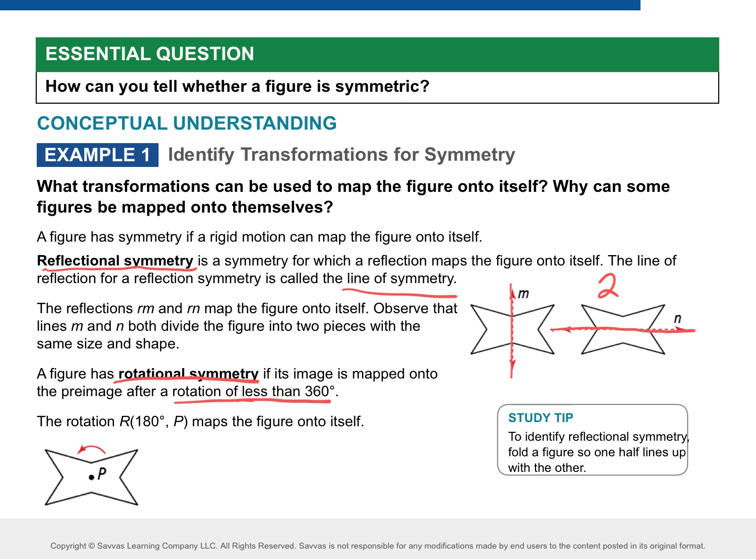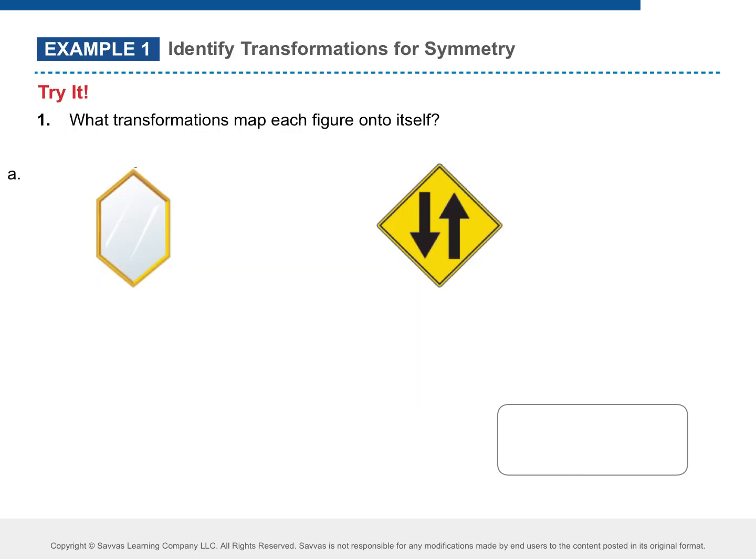So reflectional symmetry is where if you fold it over a line, it's the same. Rotational symmetry has to be less than 360 to get the same image. Capiche? All right, go ahead and try number 1, A and B, with someone sitting next to you.